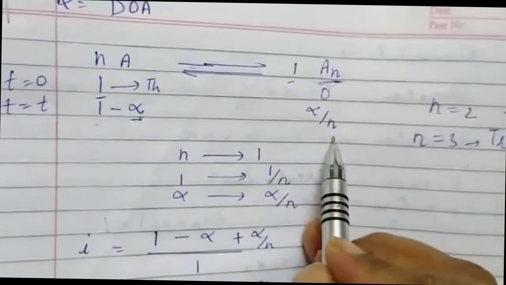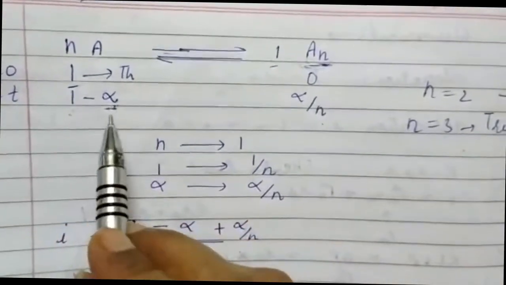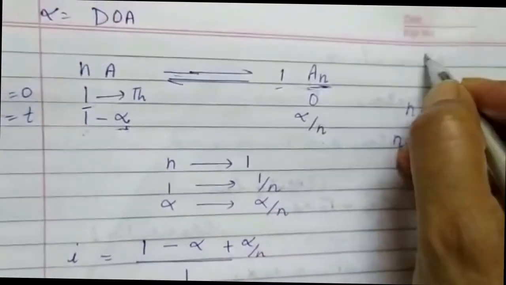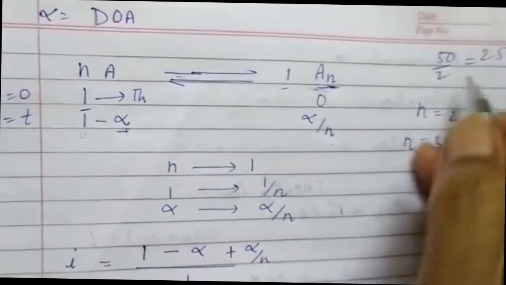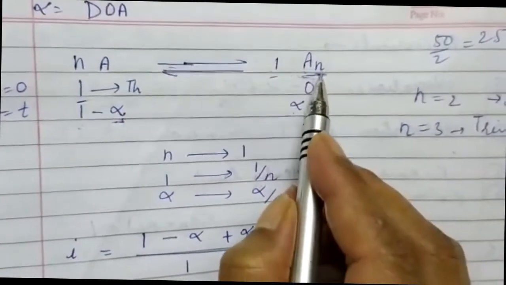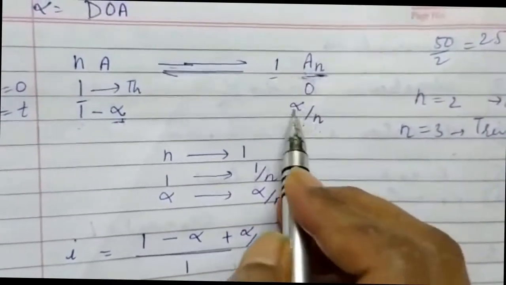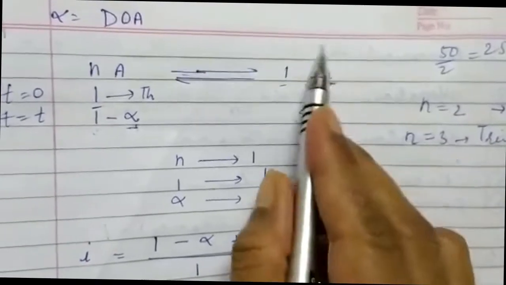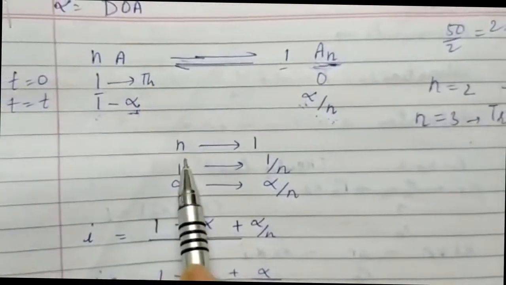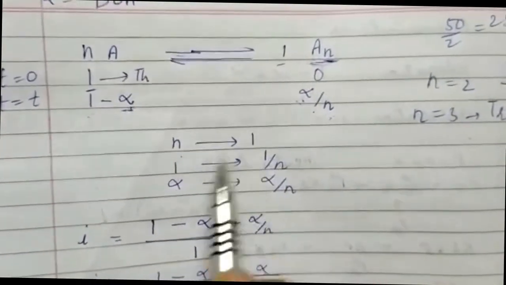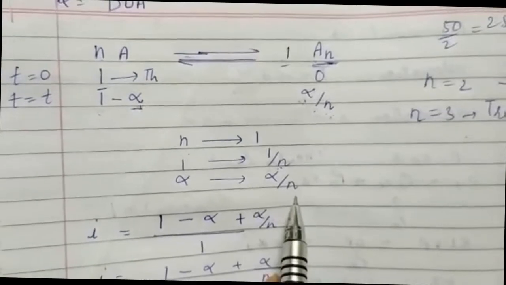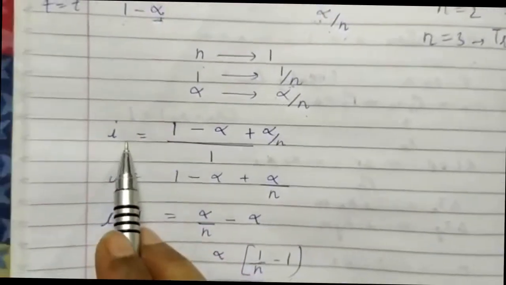Here, how many particles will form? Alpha divided by n. Earlier we saw the example where 50 particles underwent association, forming dimers. So 50 divided by 2, our answer was 25. Just like that, alpha particles are undergoing association, and n particles combine together, so alpha by n particles will form An. From n particles, 1 forms. From 1, 1 by n will form. And from alpha, alpha by n will form. Now we have to find out the Van 't Hoff factor value here.